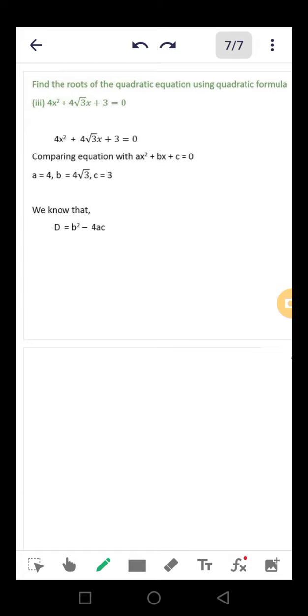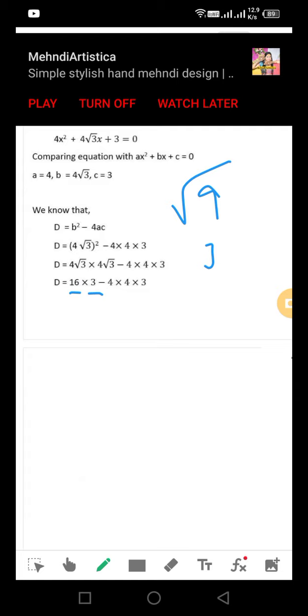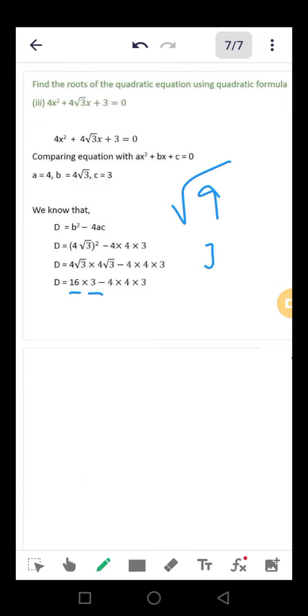So finding d now, it becomes 4 root 3 square minus 4ac, which becomes 4 into a is 4 and c is 3. Putting this in the formula, then simplifying it, 4 root 3 into 4 root 3 becomes 16, and root 3 into root 3 becomes 3, because root 3 into root 3 is root 9, that is 3. So 16 into 3, I get 48 minus 48, that is 0.